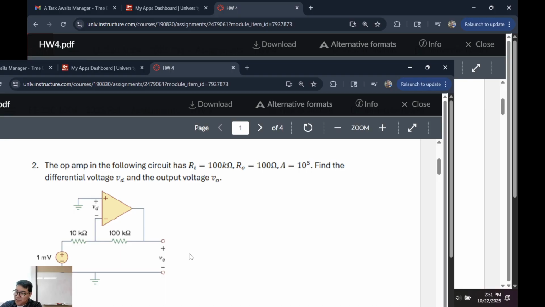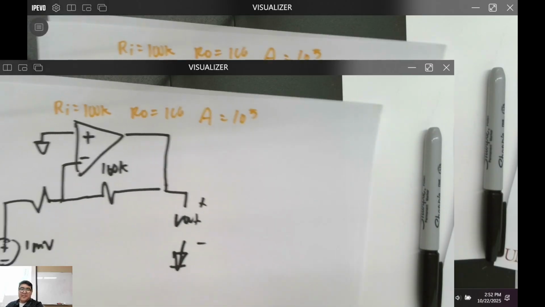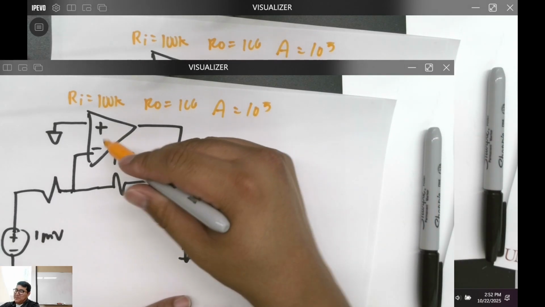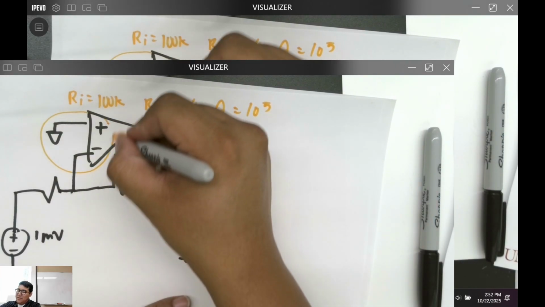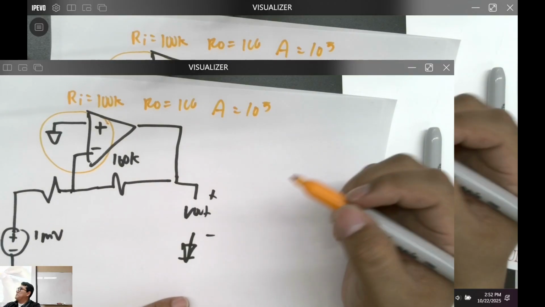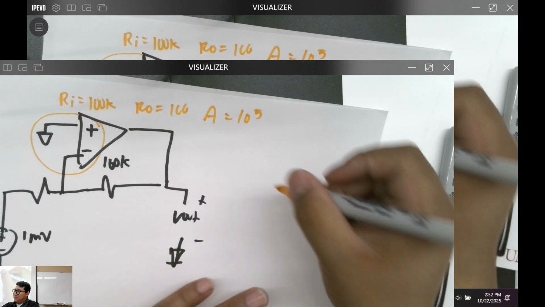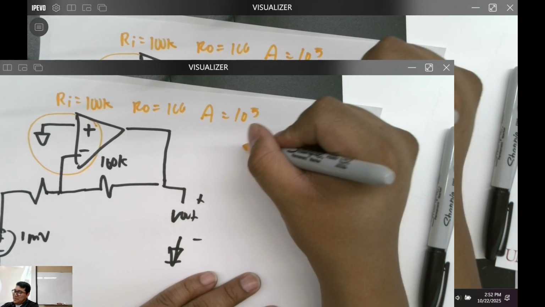Ro is equal to 100. A is equal to 10 to the fifth. Now let me just show you. Is that good? So the first things first is we've got to transform this, right? We've got to transform this into the actual model of the op amp, right? So the way you can do that is the following.